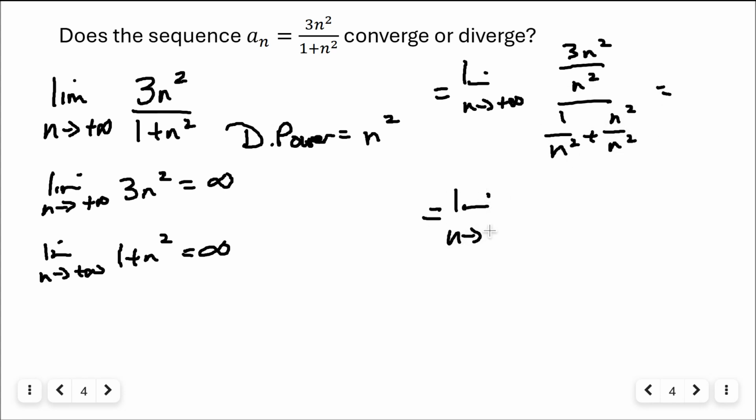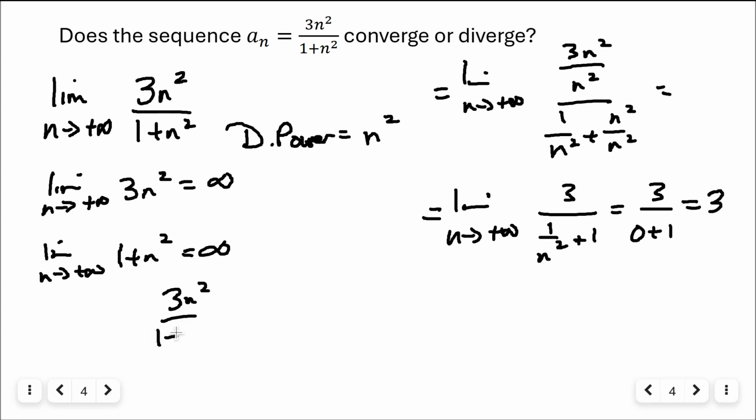And if we clean this up a little bit, up top we get 3. On the bottom, it's 1 over n squared and a 1. So now the limit as n goes to infinity. Well, n going to infinity only affects this 1 over n squared. So that's 1 over something really, really big. That's really, really small. So that goes to 0. And I get 3 over 0 plus 1, which is 3. So we would say that 3n squared over 1 plus n squared converges. This sequence, a sub n, converges to the value of 3.